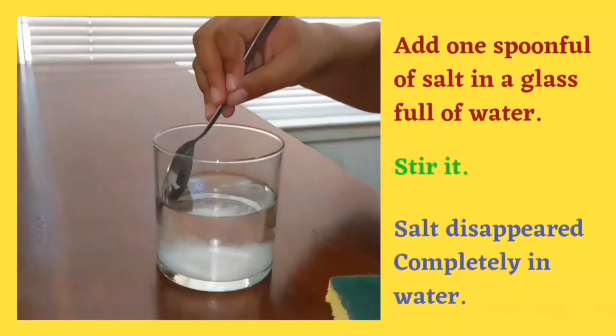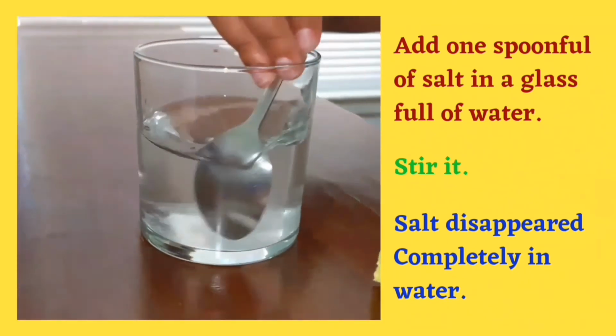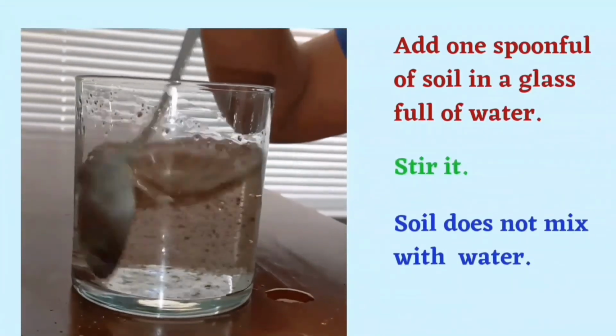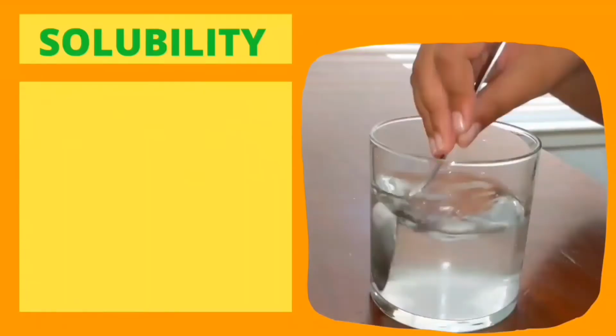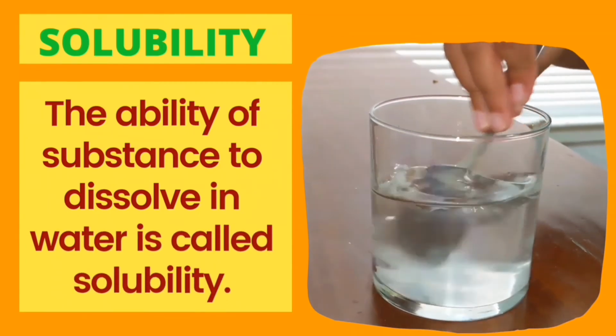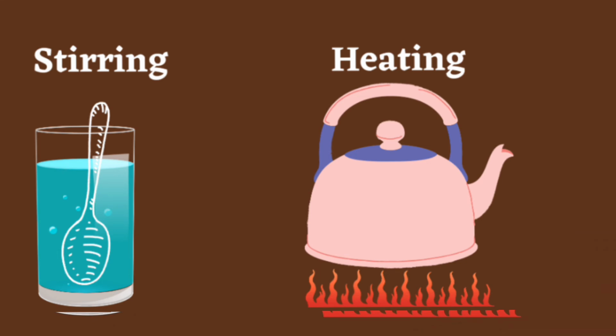When some salt is added to water and stirred, the salt disappears and dissolves completely in water. Not all substances dissolve in water, like soil and chalk powder. The ability of a substance to dissolve in water is called solubility. The solubility of a substance can be increased by stirring or by heating the solution.